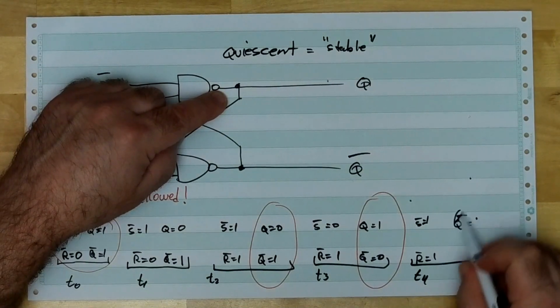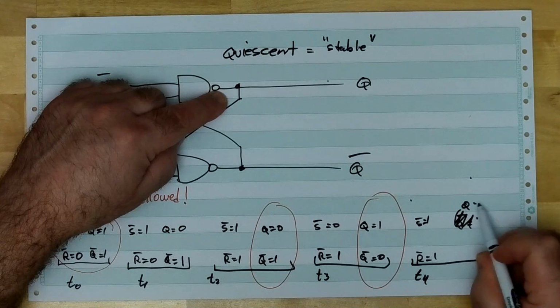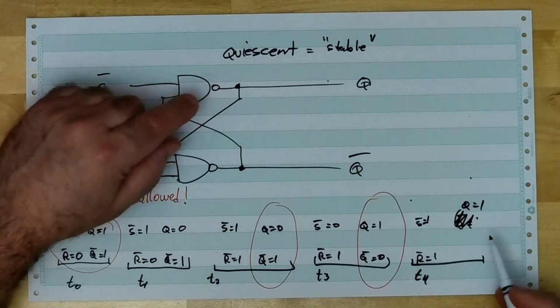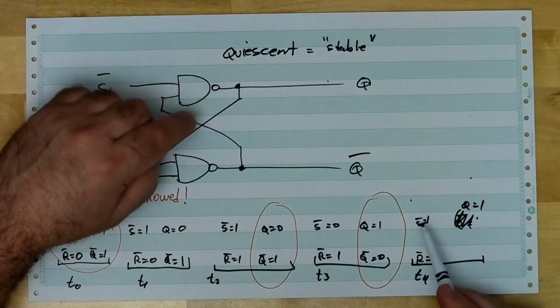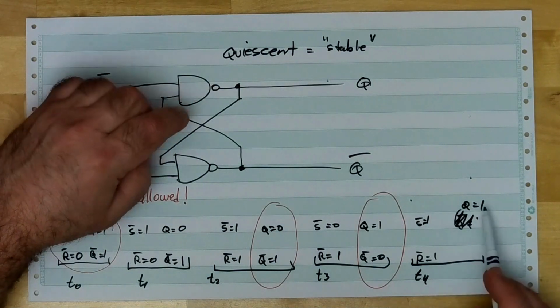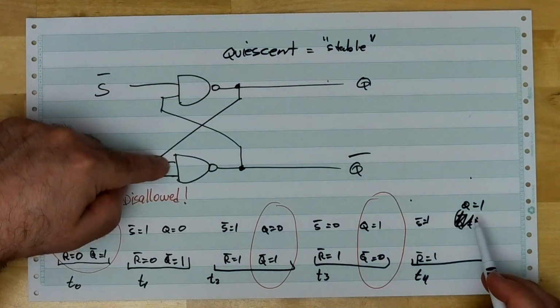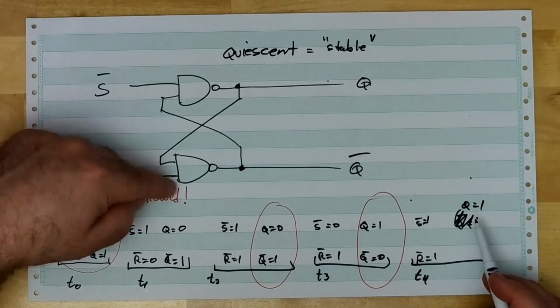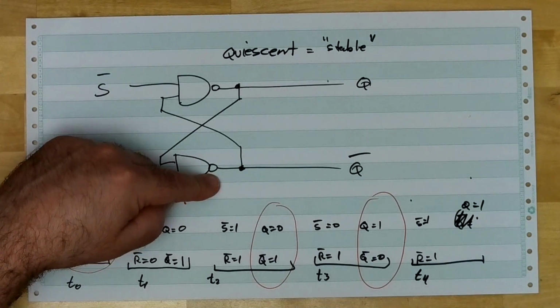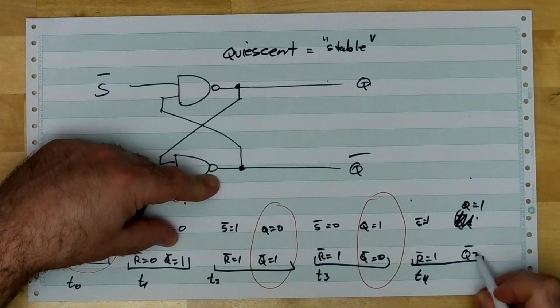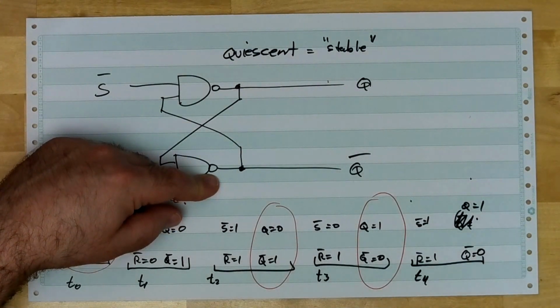Oops, that's not right. Q equals 1. It's hard for me to write and talk at the same time for some reason. So this is a no change, okay? Because Q is a 1, as it was before anyway, and 1 NANDed with 1 must be a 0. This Q bar is, and continues to be, a 0.